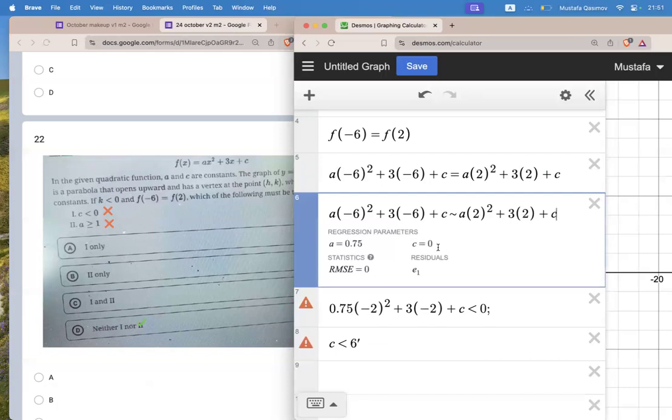It says that c is 0, but we don't know whether the value of c is 0 or not.